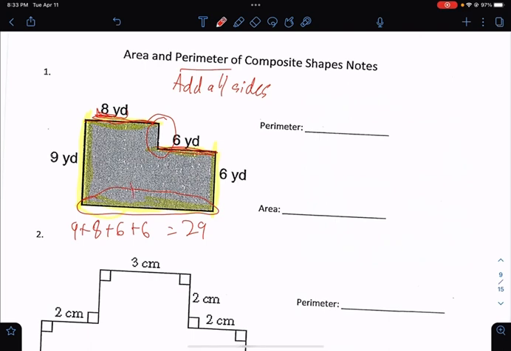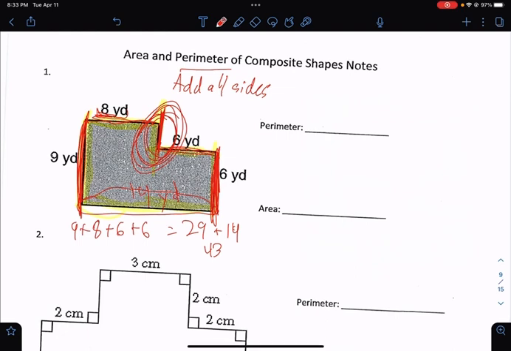So the bottom is 14 yards, so I'm going to add that 14 yards to my 29, and I end up getting 43. Now, it's not over yet, okay? We still have this side. So the entire length is 9. This part is 6, so that means this part plus this part has to equal 9. So that means it's going to be 3.